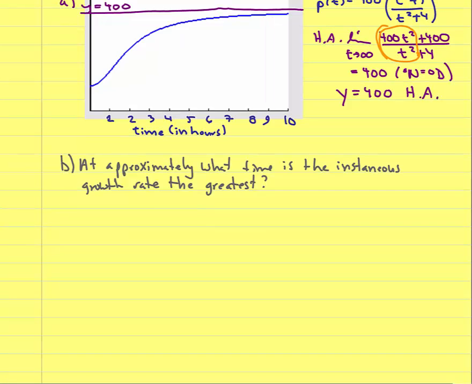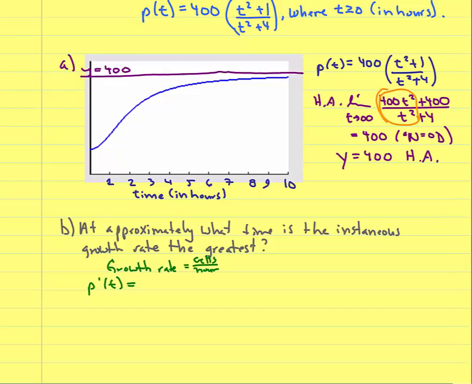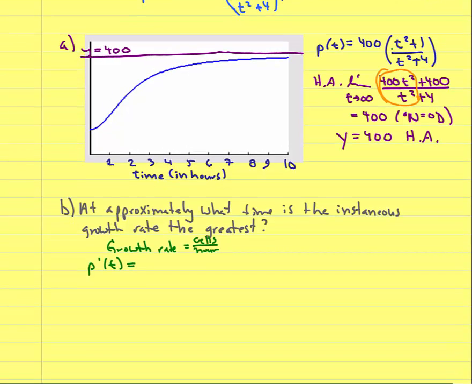But the way that we can figure that out is to take the derivative. So growth rate is given by cells per hour. Okay, so that means we need to take our derivative of our cell count. We need to figure out what p prime of t is from my original function. So in order to find p prime of t, I'm going to move down a line here to give us a little bit more room. P of t is equal to 400 times t squared plus 1 over t squared plus 4.